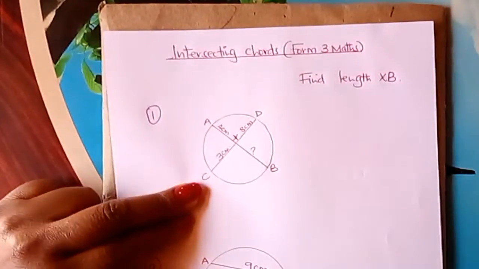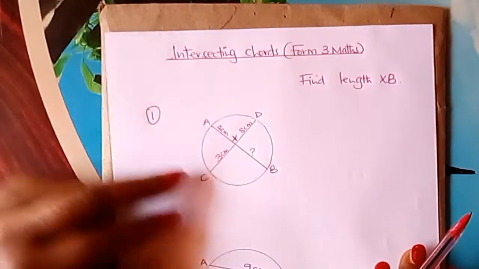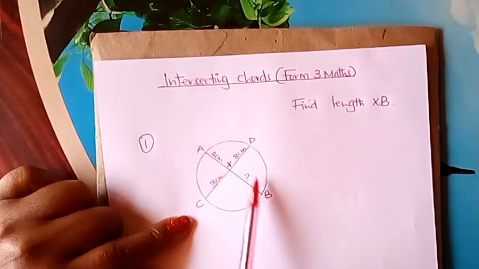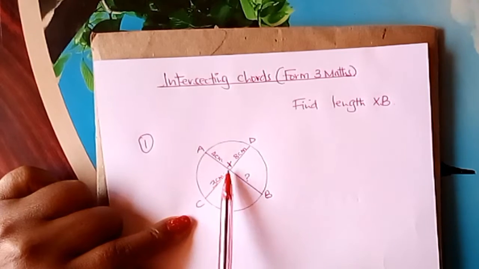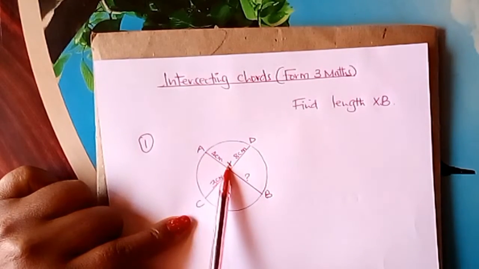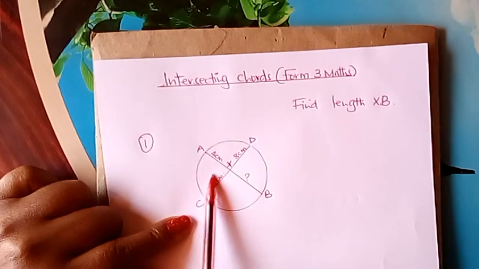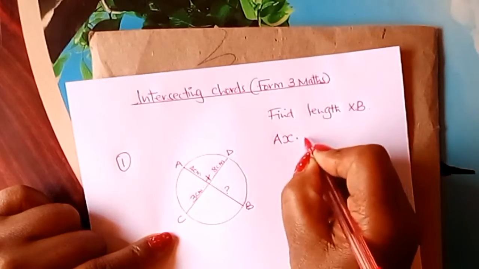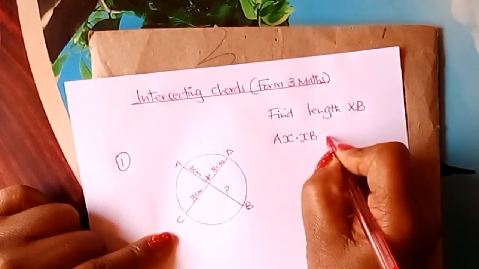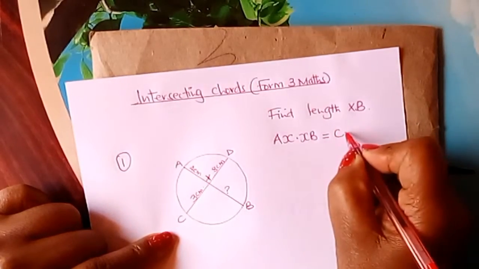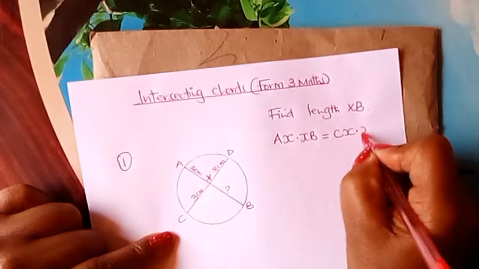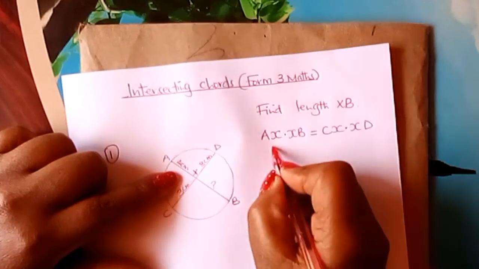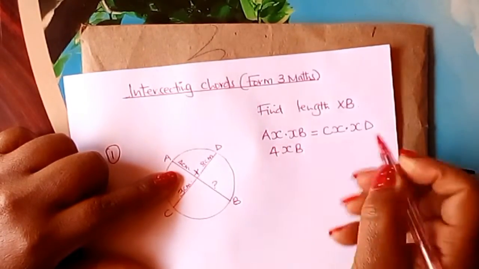XB there. When two chords intersect inside, learner, there is a relationship, and the relationship is that AX times XB is equal to CX times XD. Look at it again. AX times XB is equal to CX times XD. I write it: AX times XB is equal to CX times XD, just that.